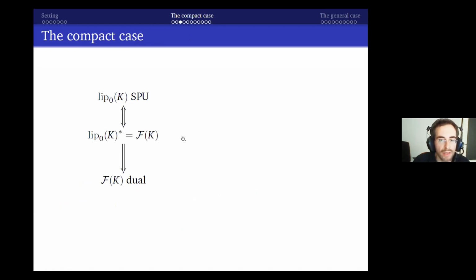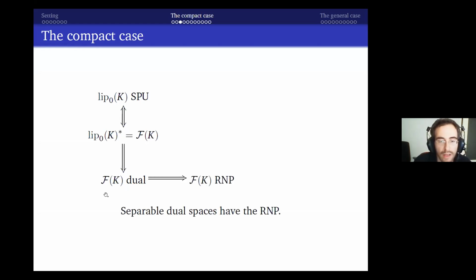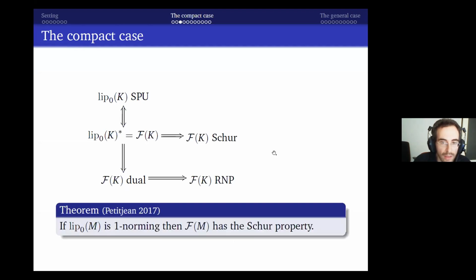So what we have is these implications here. The little Lipschitz space separating points uniformly is the same as it being a pre-dual of the free space, which implies that the free space is a dual. This is all for compact K, of course. And now we can find some more implications here. For instance, this implies that the free space has the RNP because then it's a separable dual space.